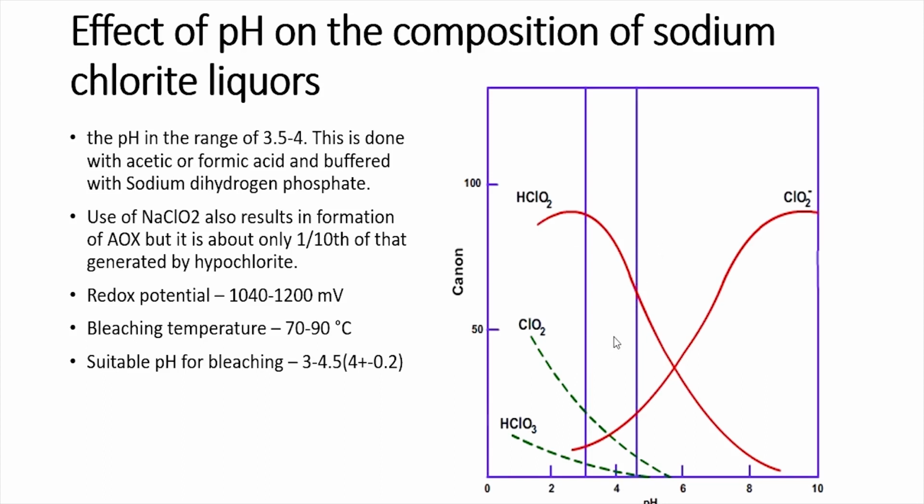And this also forms AOX, but it is very much less when compared with sodium hypochlorite. It is only one tenth of sodium hypochlorite. The redox potential is also lower than sodium hypochlorite. It is only 1040 to 1200 millivolt, and the bleaching temperature will be around 70 to 90 degrees Celsius, and the pH range is 3.5 to 4.5.